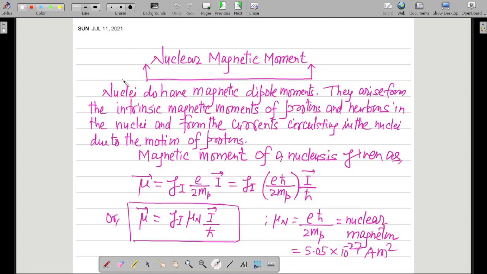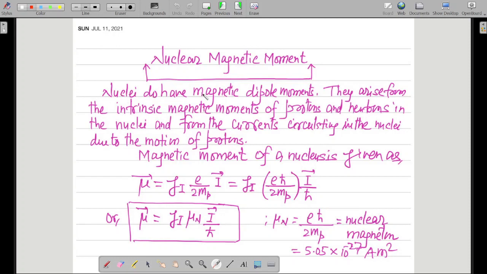So nuclei do have magnetic dipole moments. This is a quite general statement. They arise from the intrinsic magnetic moment of protons and neutrons in the nuclei. So how do these magnetic dipole moments arise? They arise from the intrinsic magnetic moments of protons and neutrons in the nuclei. Why? Because nuclei contain protons and neutrons. What are the constituents of nucleus? Neutrons and protons are the constituents of nucleus.